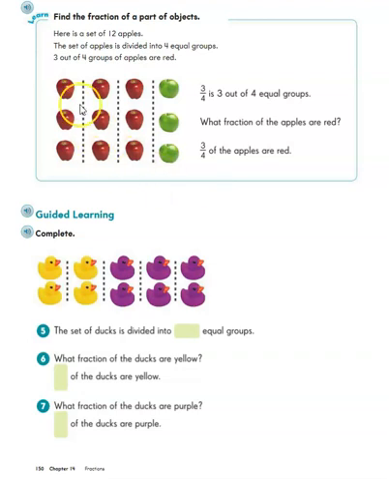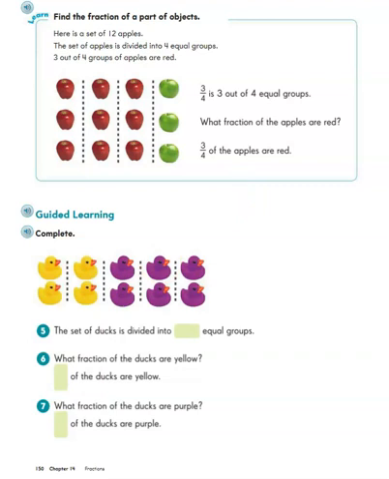So now, how many total apples do we have? Well, we know we could count by 3. 3, 6, 9, 12. So we know that our total is 12 apples, and when we divide those apples into 4 equal groups, 3 out of 4 of those groups are red. So that means that 3/4 of 12 is red in this case.